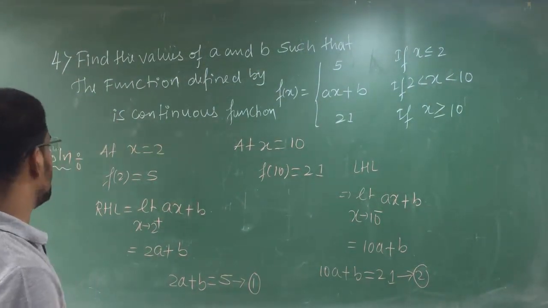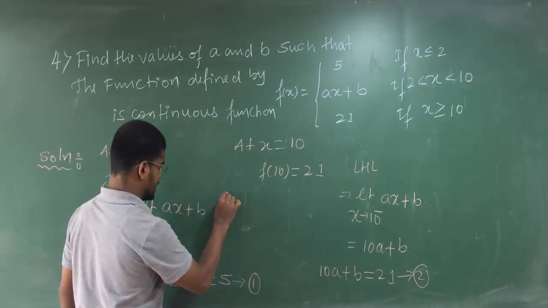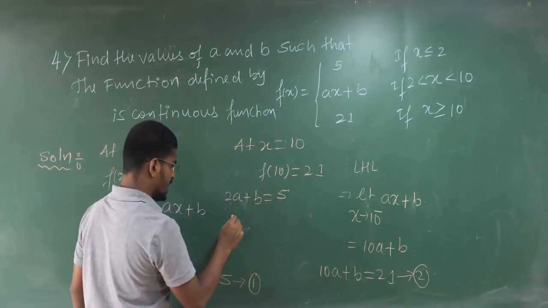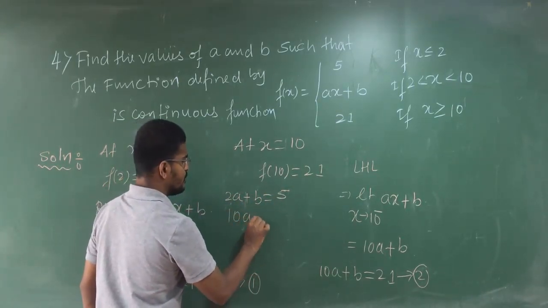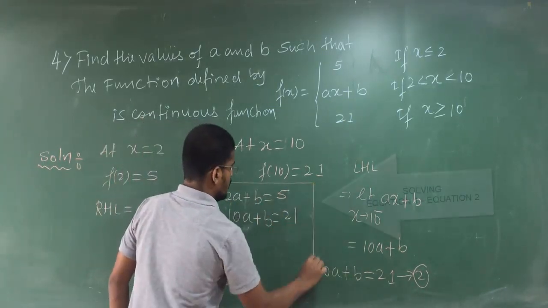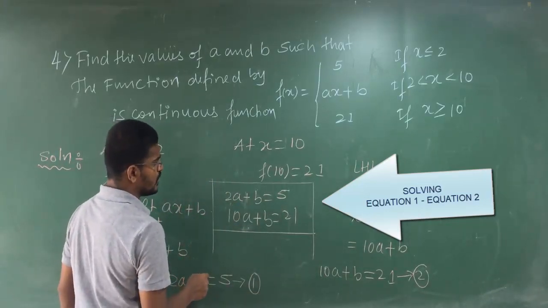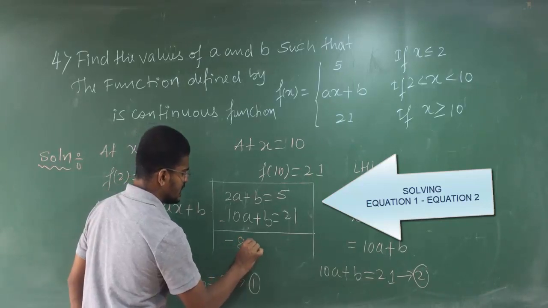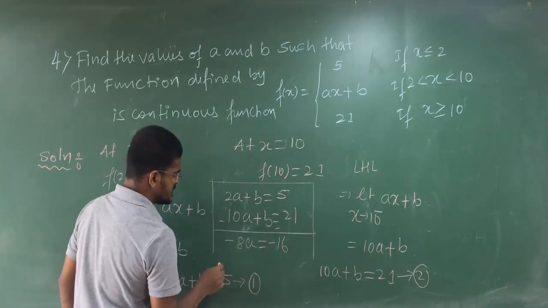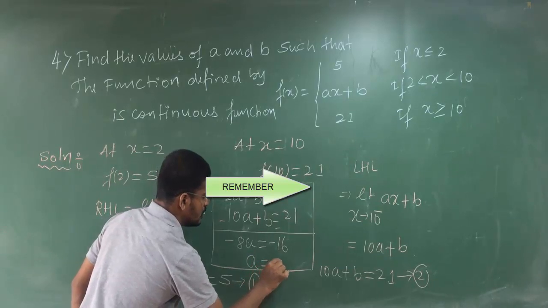So for that reason, let us find the values of a and b by solving these two equations. That is 2a plus b equal to 5. Next one is 10a plus b equal to 21. If I subtract these two, that means it will be what? Minus 8a. This will be equal to minus 16. That means a will be equal to 2.